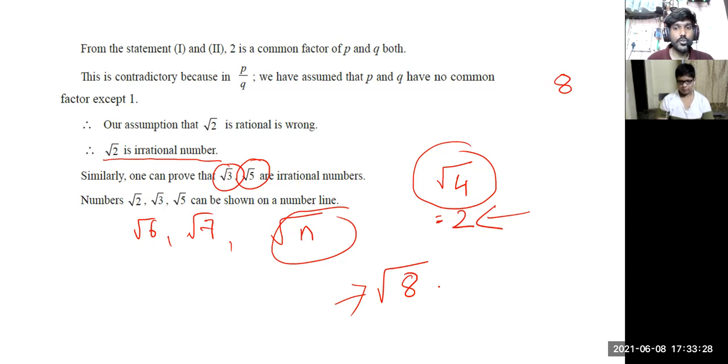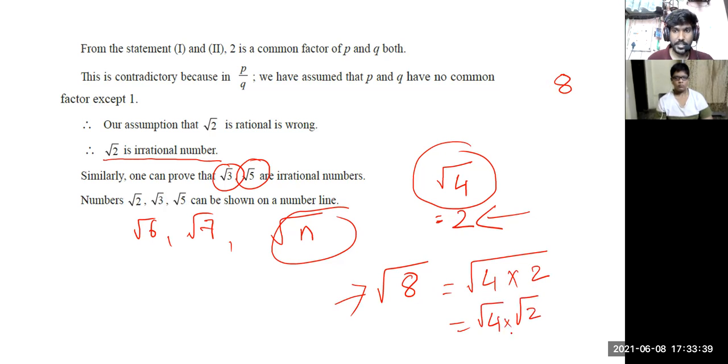Irrational, yes. Even if you reduce this, 8 can be written as 4 into 2. So you can separate root 4 into root 2. What is root 4? 2. Root 4 is 2, so you get here 2 root 2. Now root 2 itself is irrational, and if you multiply it with any number, it will still be irrational only. Correct?